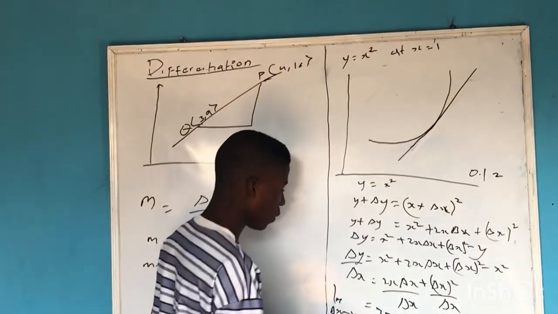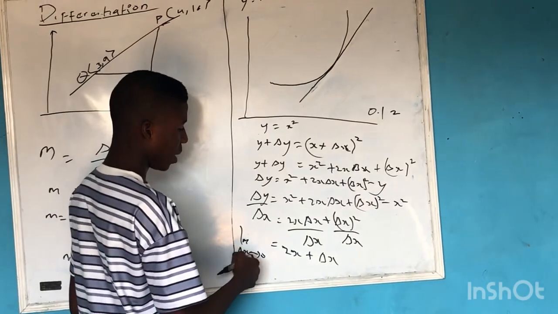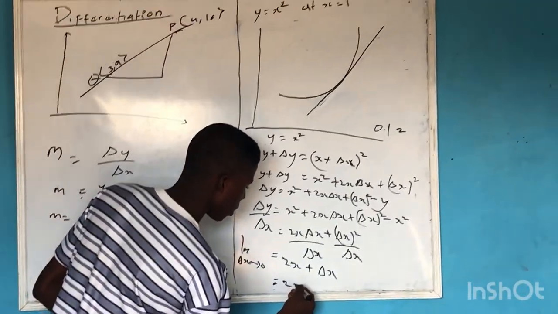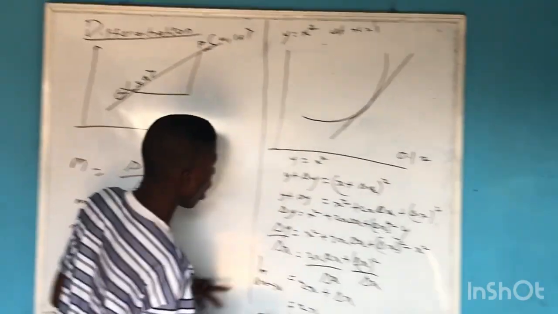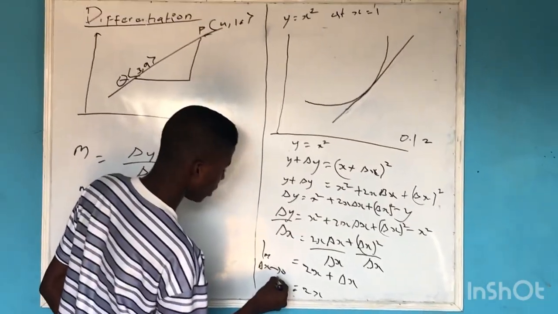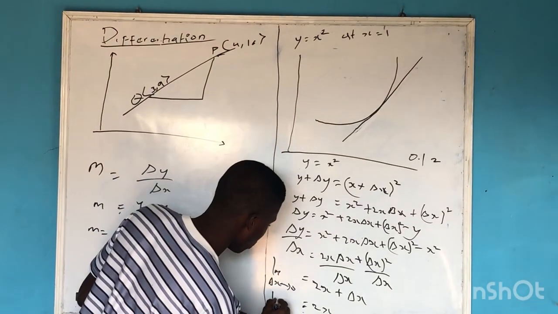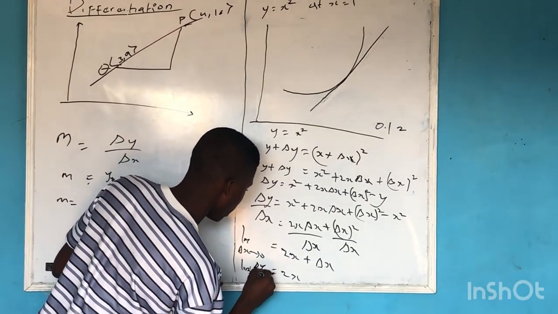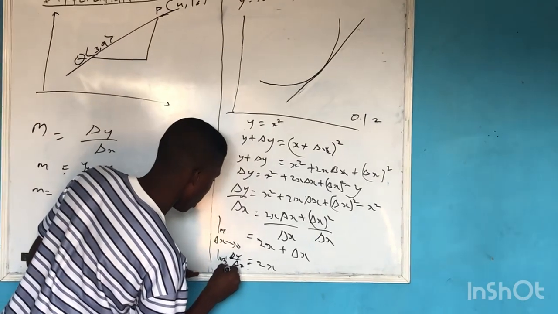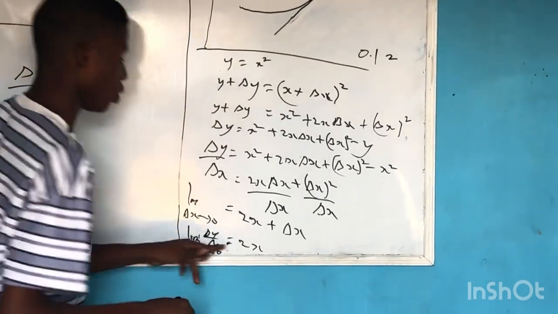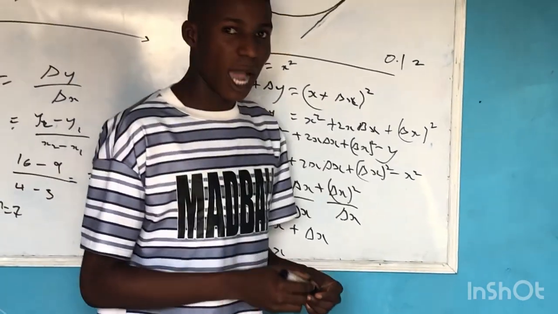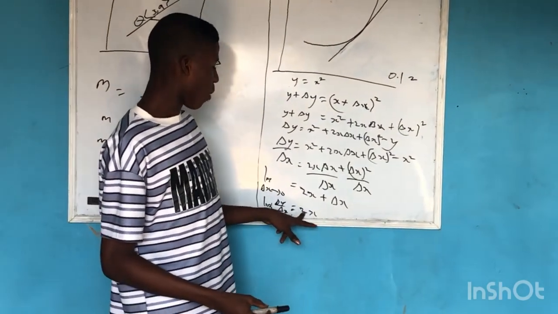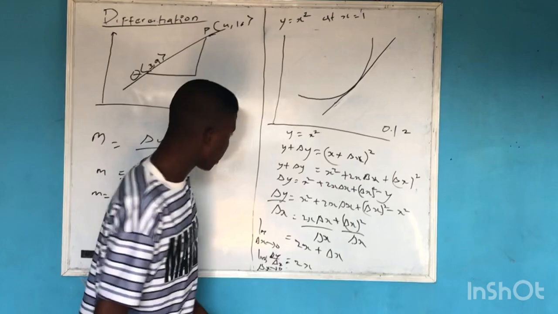Then if I take the limit of the function when increment in x is 0, it means that I will now have only 2x left. This will be gone. So I will say my limit of the function of increment in y over increment in x, as increment in x approaches 0, is 2x. Having seen this, let me clean this.